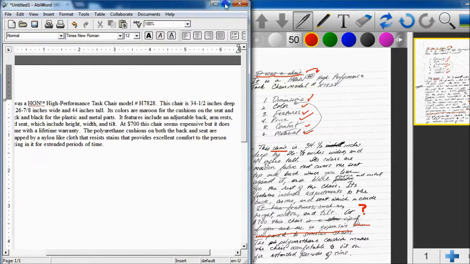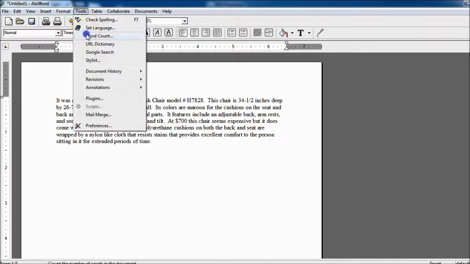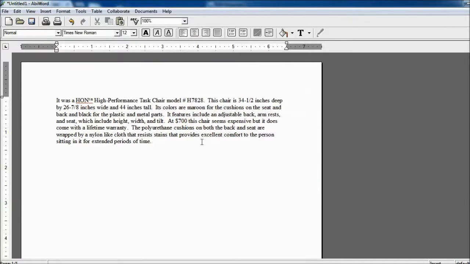So that's what I have thus far. Let's do a word count. I have 112 words. I need about 150. So what I would probably do is go back and look at the features and maybe say, for example, you can tilt the seat back to help avoid lower back strain.